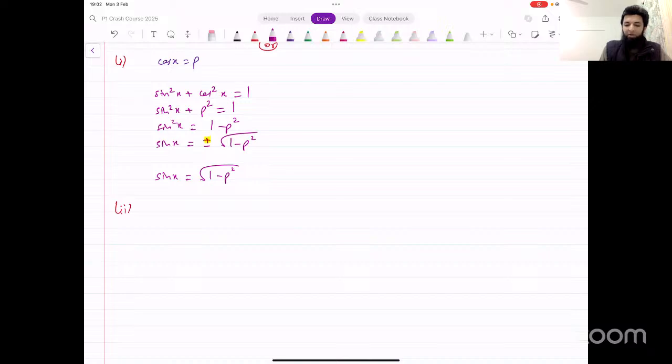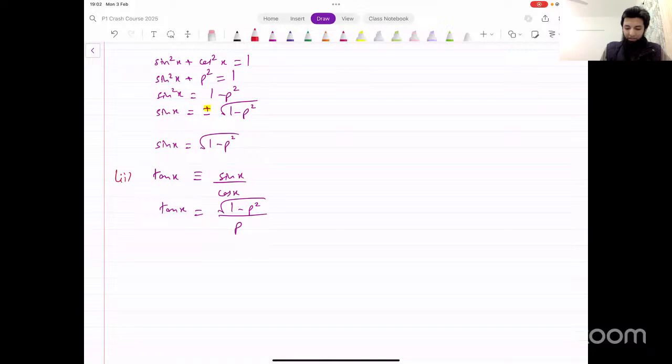Then in the second part, they ask you for tan of x. What is tan? We know that tan is identical to sine x over cos x. Sine is this, what we have found here, square root of 1 minus p squared over cos, which is p. So this is what tan x becomes.